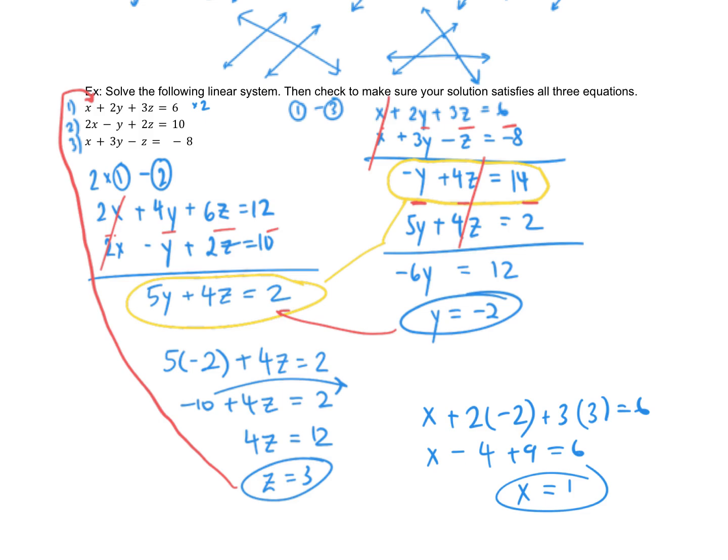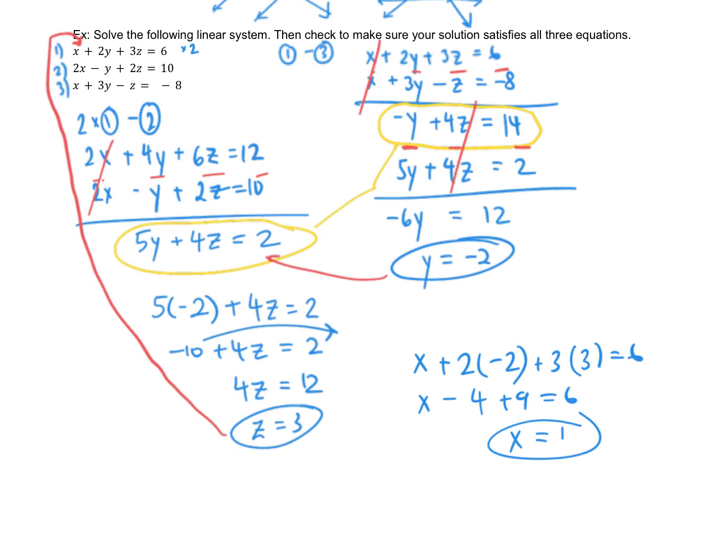Second equation works. Third one, x, so 1, plus 3y, so plus 3 times negative 2, minus z, so minus 3. I got negative 8. Wonderful. I'm happy with this. And I'll just write my therefore, the point P is 1, negative 2, and 3.